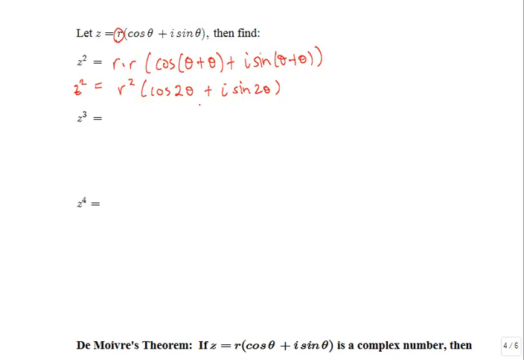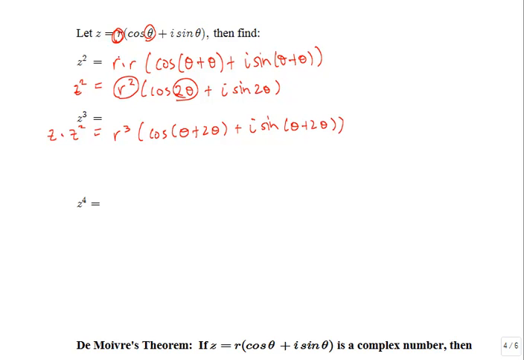Okay, now let's take that result and use it to help us to get z cubed. Well, z cubed is a z times a z squared. So we're going to take the r of this z times the r of this z squared, which was actually r squared. So r times r squared becomes an r cubed. And then we take the angle of z, which was theta, plus the angle of z squared, which was 2 theta. So theta plus 2 theta. So we just multiplied these two r's together and added these two angles together using that product formula.